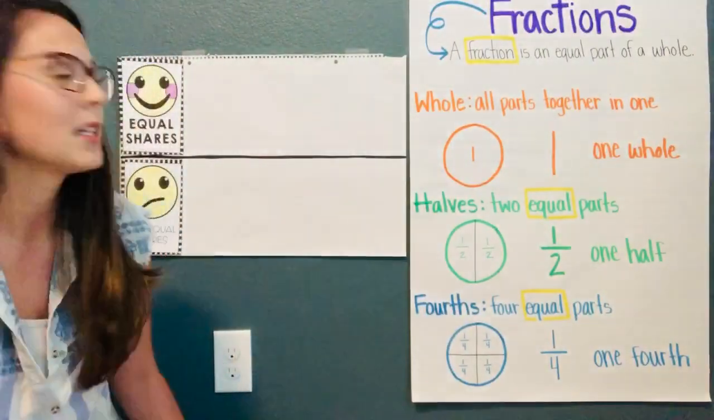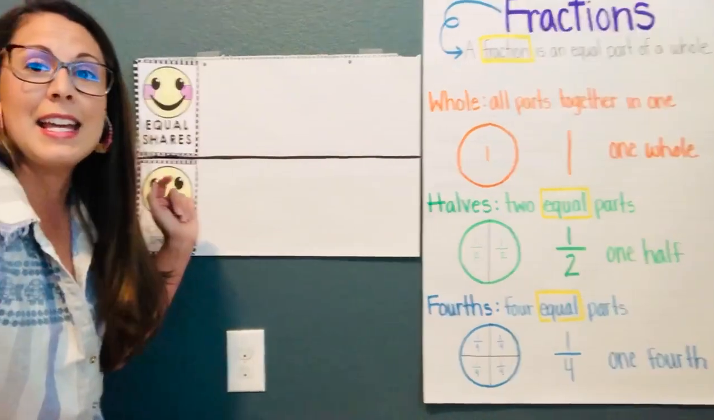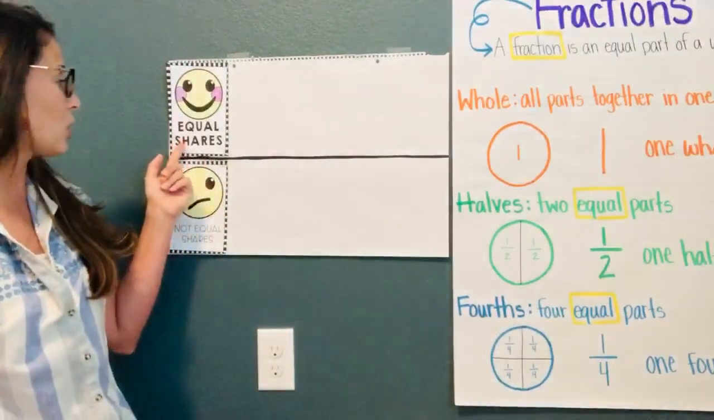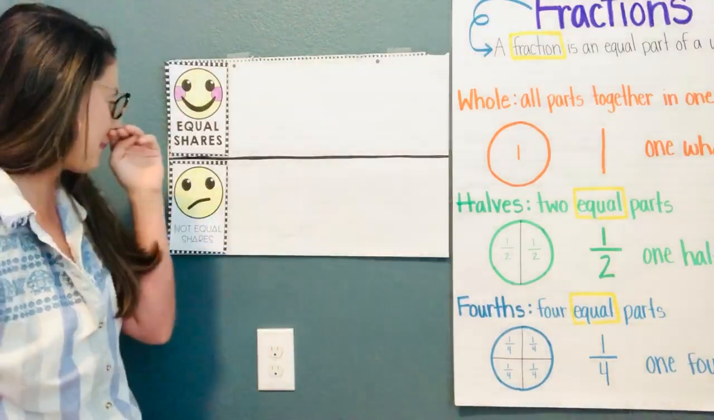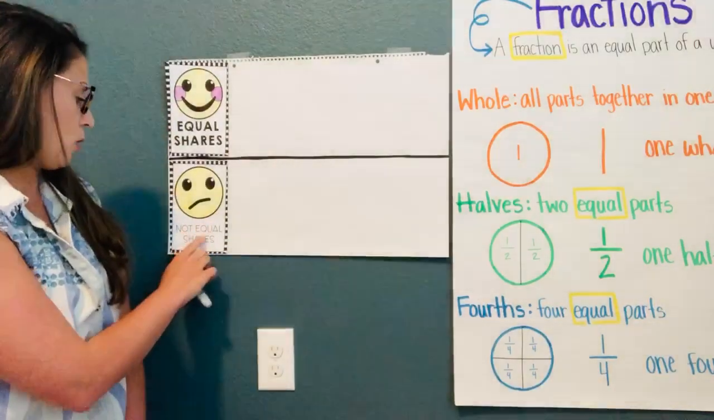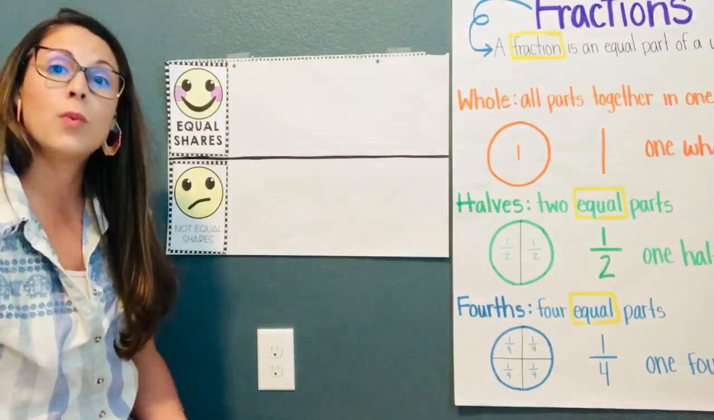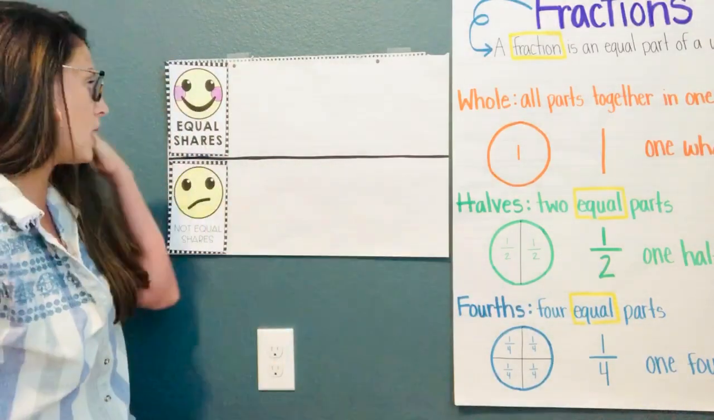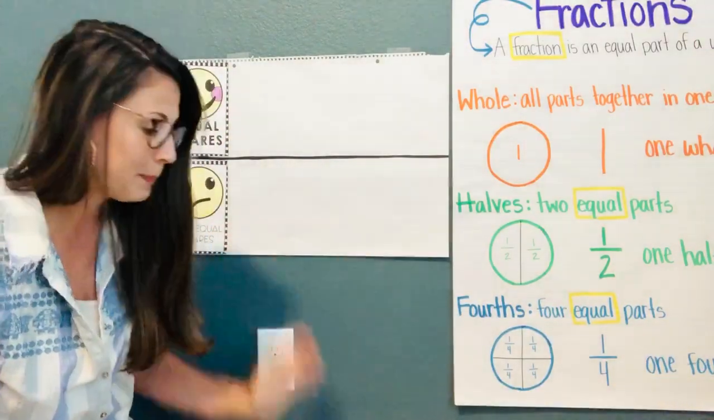All right. So this side with the smiley face is our equal shares. That means all the shares are equal. Not equal shares is the one with the sad face. So I'm going to hold up different shapes and we're going to decide if it goes under equal shares or not equal shares. Okay?